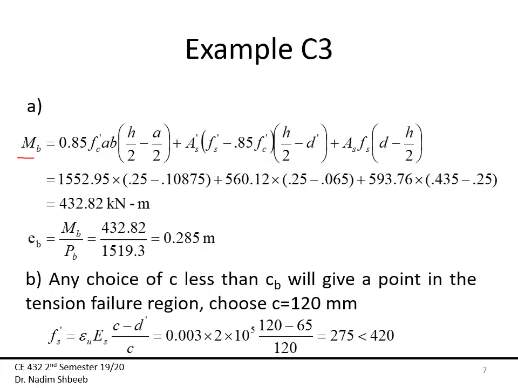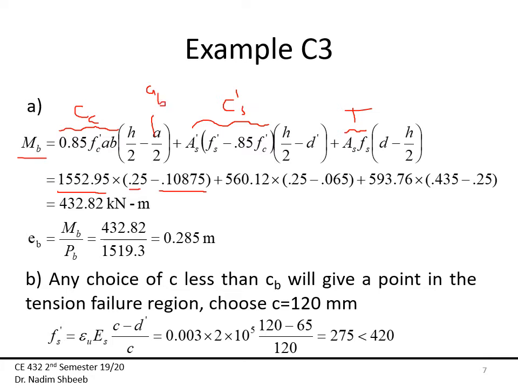Now I need to find the balanced moment, and again it's the same equation that I've shown you before, which is going to be 0.85 F prime C A B, and that's what we called CC, times (H over 2 minus A over 2), plus A prime S F prime S, which we called C prime S, and then that for us was the tension. Okay, so CC is 1500 52.95, H over 2 is 0.25, A over 2, which we just calculated, which is again the A balance.